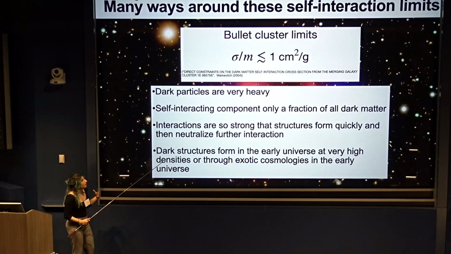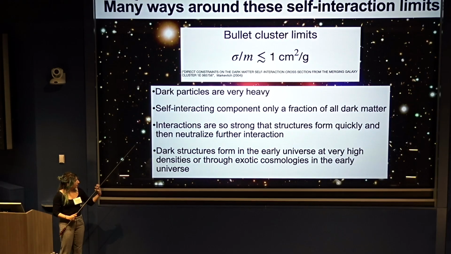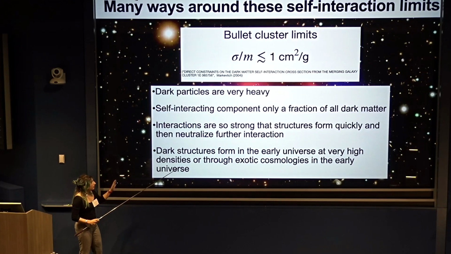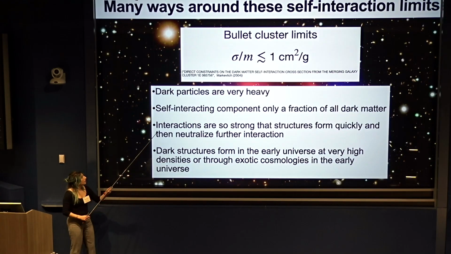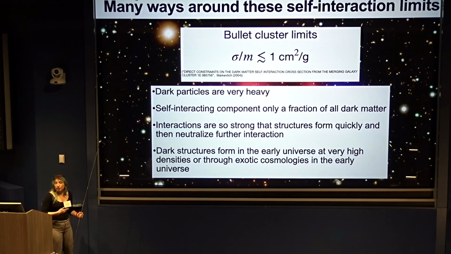You can have interactions that are quite strong and only relevant, again, at early times and early conditions, and then neutralized because the structures they've formed are no longer interacting. Think like a quirky dark matter situation. And then the last option, which we see a lot in atomic dark matter scenarios, is that the dark matter that self-interacts might just be a small fraction, say less than 10% of all of the dark matter.